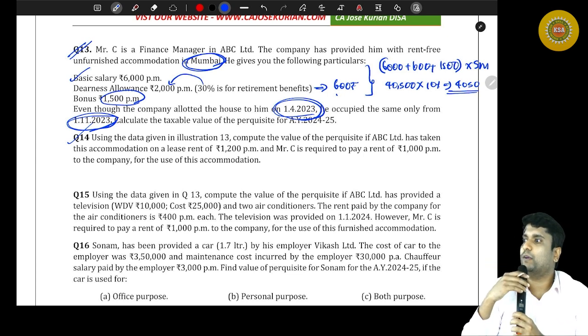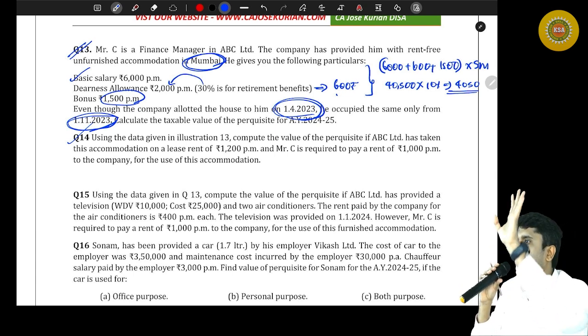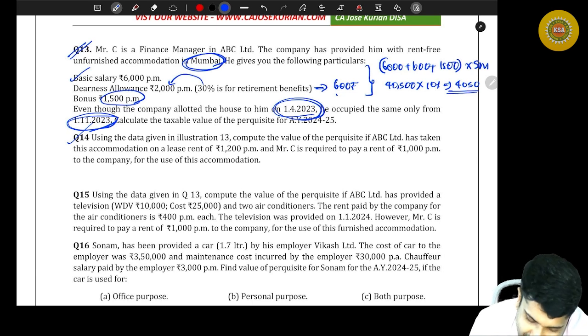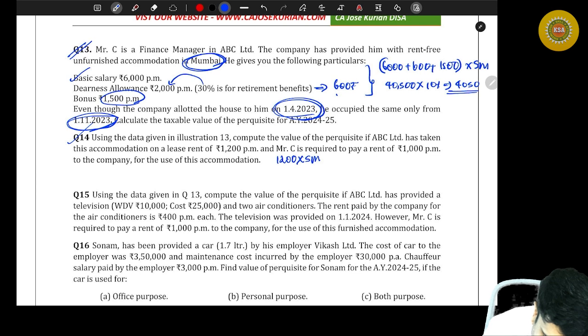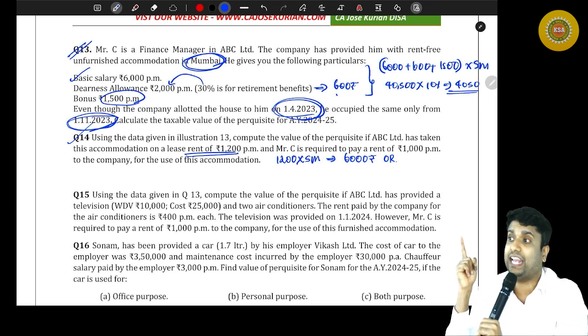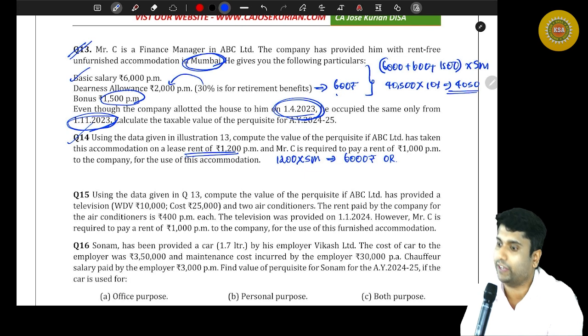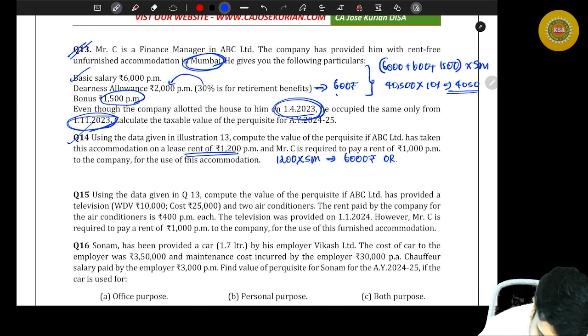And what is the difference in question 14? Assume it is a property taken on lease. Are you with me? If it is lease, then how do you compute the perk? 1,200 into 5 months is the lease rent. How much is 1,200 into 5 months? 6,000 rupees. Or what is the second one? 10% of the salary for that 5 months. How much is 10% of the salary for that 5 months? 4,050. So 4,050, whichever is lower.